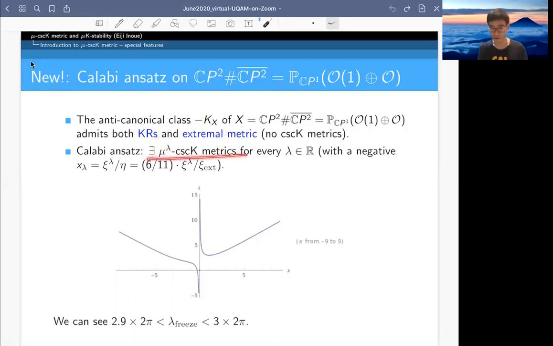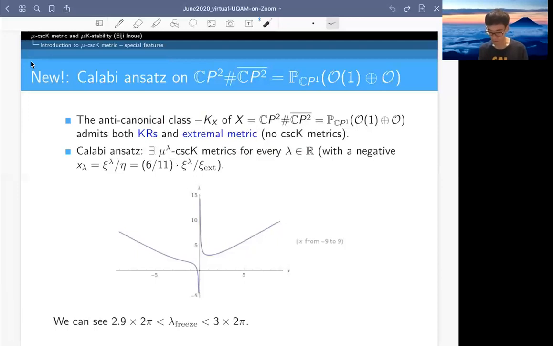This result tells us that we get a continuity path from the extremal metric to the Kähler-Ricci soliton. So this is the first example of such a path of canonical metrics connecting an extremal metric and Kähler-Ricci solitons.